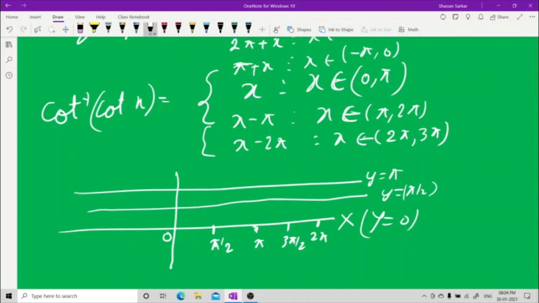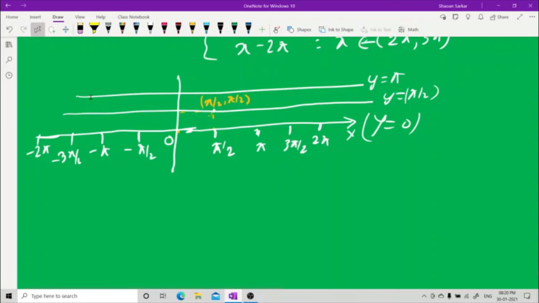Now see, what you do is that now you have minus pi by 2, minus pi, minus 3 pi by 2, and minus 2 pi. Now at this point it is pi by 2, pi by 2. Wait a minute, let me write it properly. This is pi by 2, comma pi by 2.